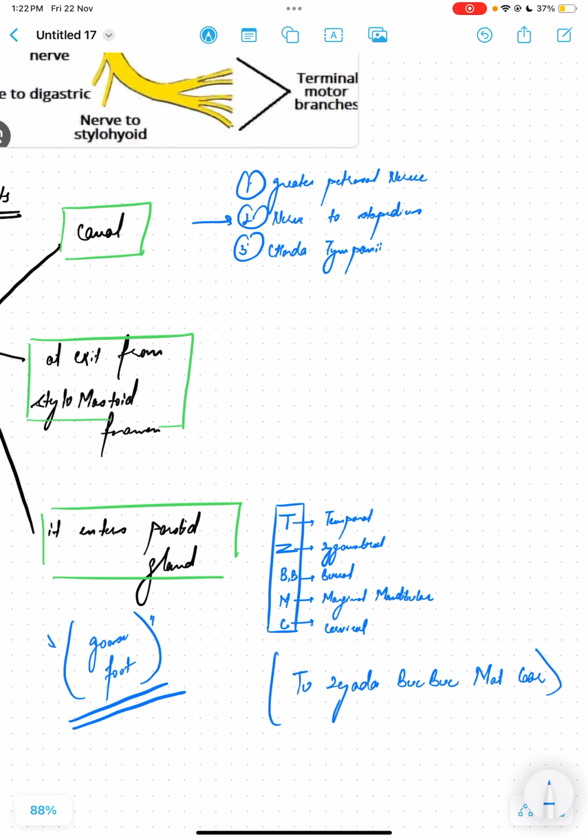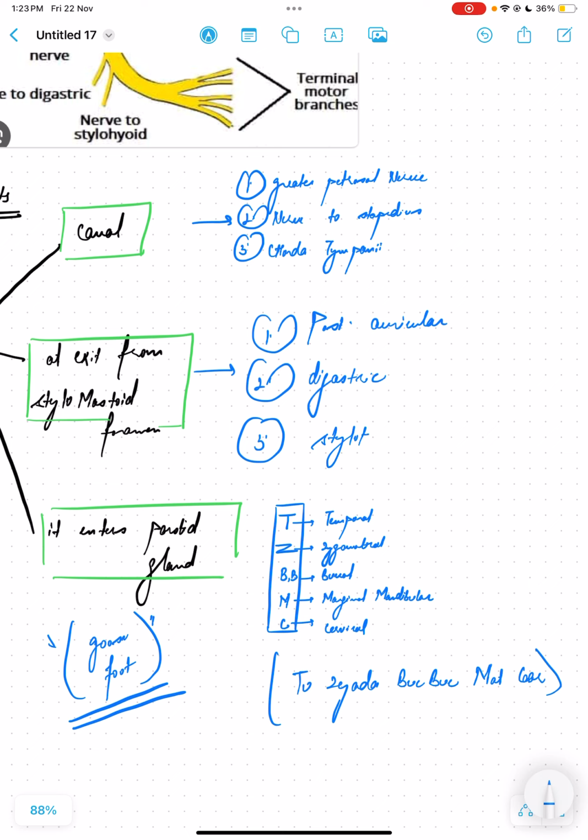When it exits from the stylomastoid foramen, it involves the posterior auricular, digastric, and stylohyoid. The last part is very easy, but the second part, that is the canal and the exit from the stylomastoid foramen, is difficult. For the canal, you should remember the greater petrosal nerve. Where we have studied the lesser petrosal nerve, it is involved with the glossopharyngeal nerve in the parotid gland, the parasympathetic nerve supply.